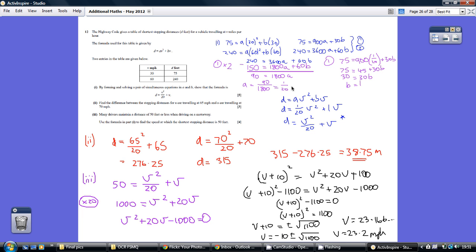So A is a 20th and B is 1. A is a 20th, B is 1, excuse me. So then we show what we need to, that V squared over 20 plus V equals D.